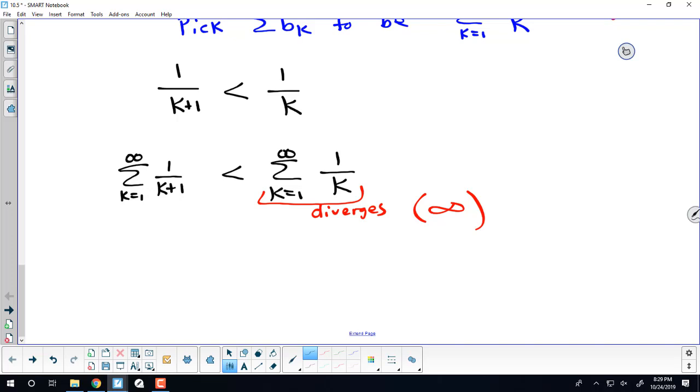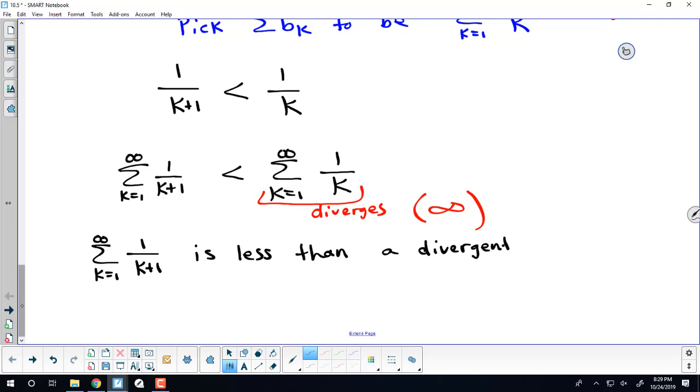So we could revamp this and say, all right, is there something else I can compare to? Can I establish a relationship, an inequality, between the thing that I'm comparing to if I have to revamp? So we'll just write this here: this series, at least in how we've chosen to test this, is less than a divergent series. So that doesn't tell us anything.